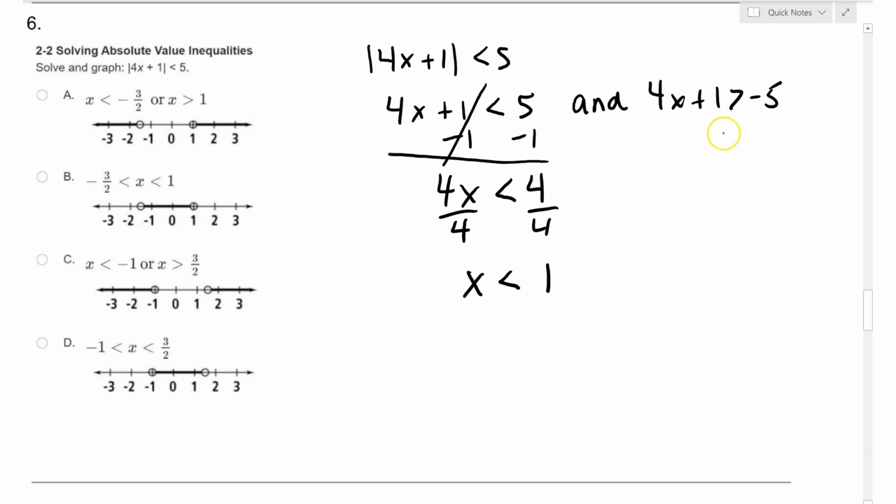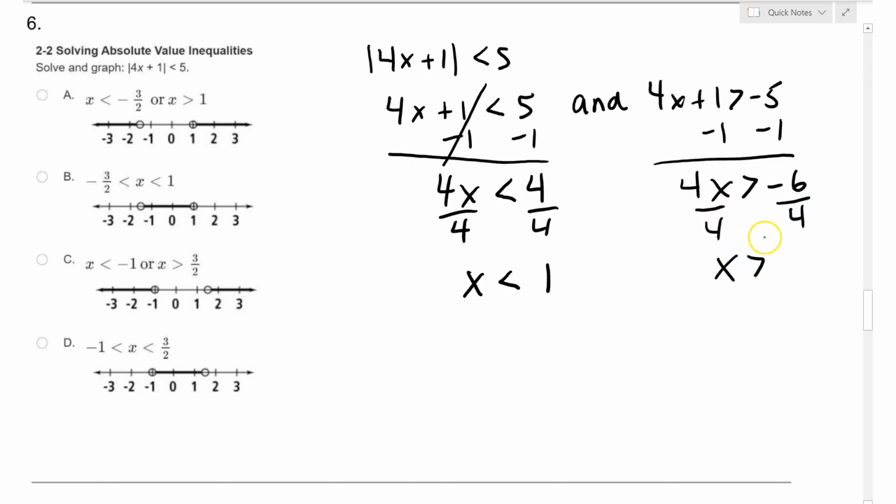Then we're going to go ahead and subtract 1 from both sides. So we have 4x is greater than negative 6, divided by 4. So x is greater than, this is going to simplify. Since both are divisible by 2, we have negative 3 over 2. So x is greater than negative 3 over 2, but is less than 1. So your answer is B.